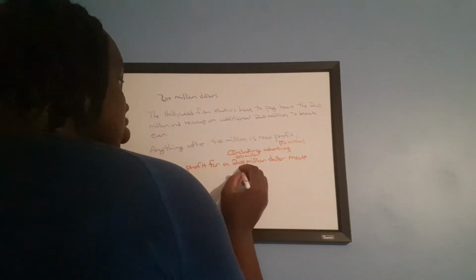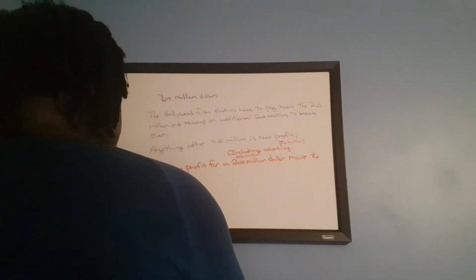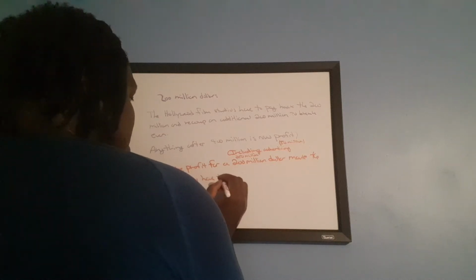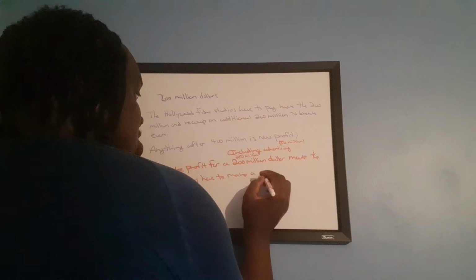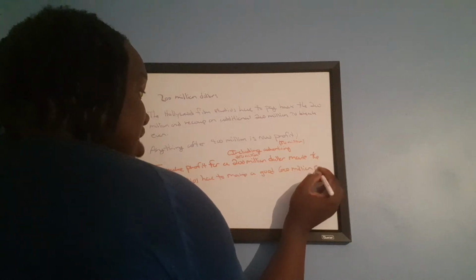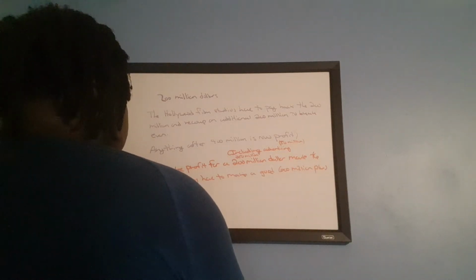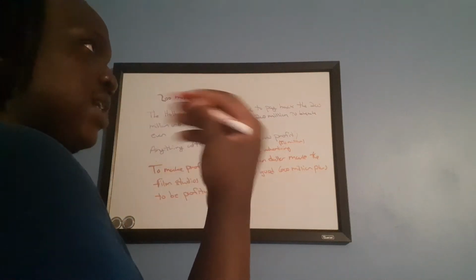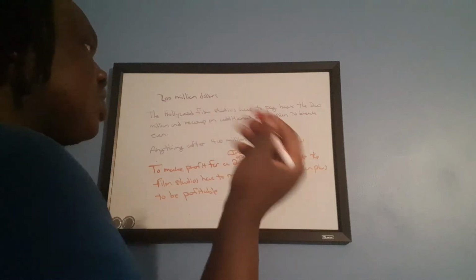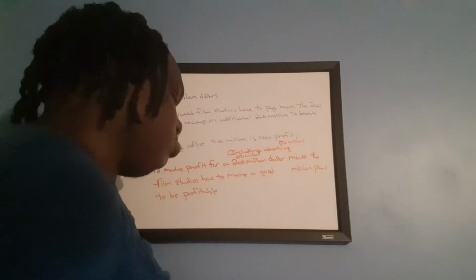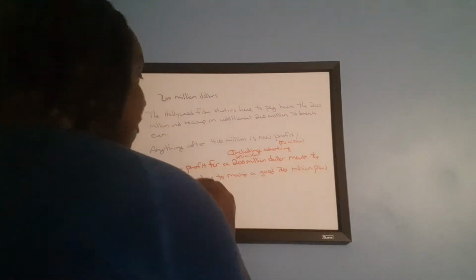To make profit for a $250 million movie, the film studios have to make a good $600 million plus to be profitable. See what I'm saying here? Hence, if a movie's made for $200 million, the companies are expecting to make a good 600, 700 million. I'll say they need to make a good 700 million around to be profitable. 700 million plus to be profitable if a movie's made for 200 million.